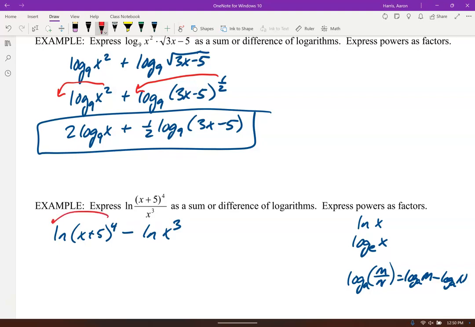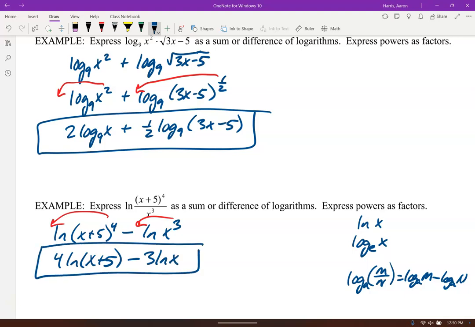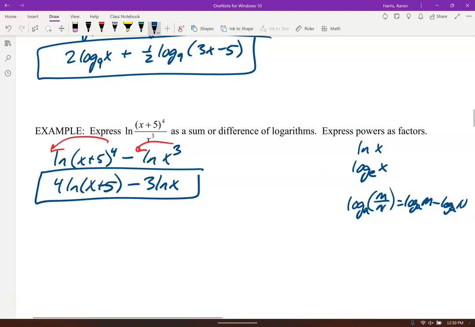And now I'm going to use the power rule. I'm going to put that 4 in front, and I'm going to put that 3 in front. So I have 4 natural log of x plus 5 minus 3 natural log of x. And we just expanded that one.